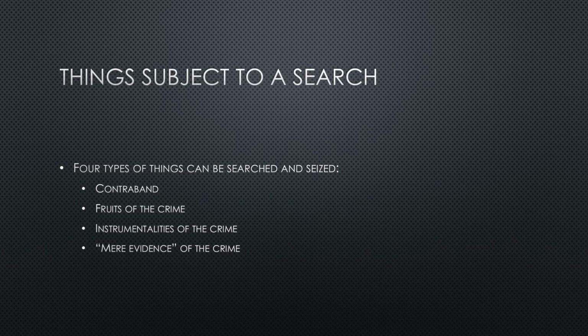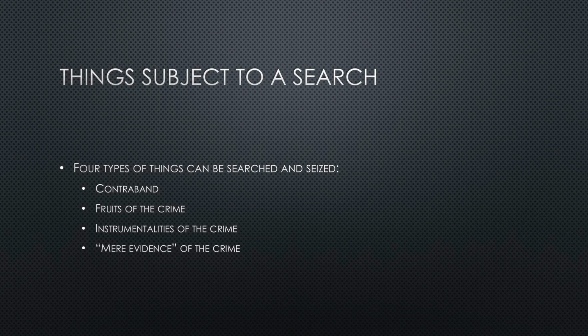So what are some things that are subject to a search? There are essentially four categories or four types of things that can be searched and seized. So contraband, fruits of a crime, instrumentalities of a crime, and mere evidence of a crime. So contraband could be something like illegal drugs. It could be money that is counterfeit. Those are things that are just not legal. They're almost always illegal for anyone. Counterfeit money, certainly, and illegal drugs, by definition, is illegal.